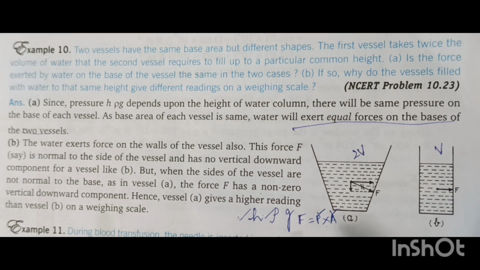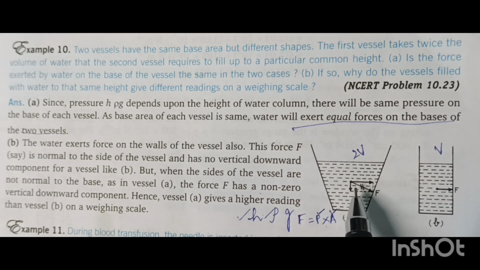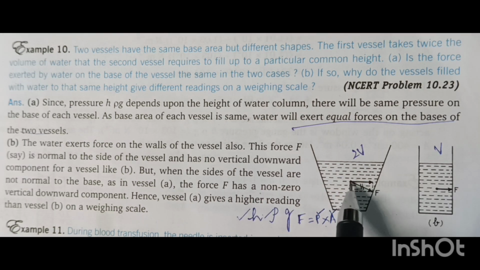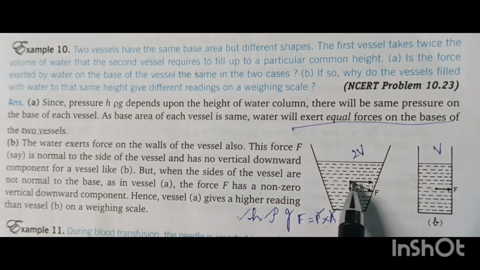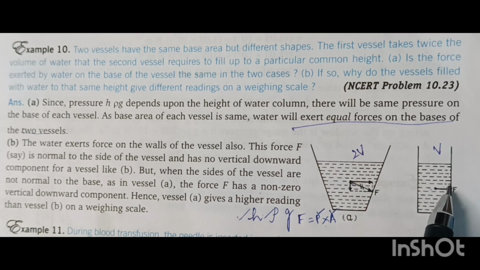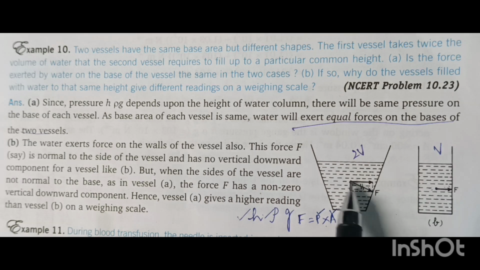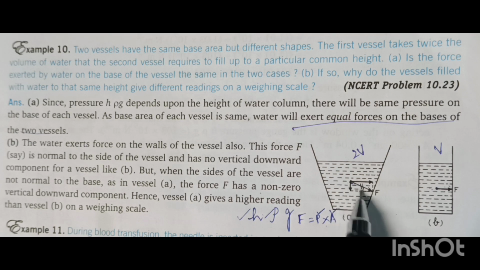So, the water exerts a normal force, that is the force which is perpendicular to the surface. In this case, this is the surface and this is the perpendicular. If you see this one, it has two components, but this one has only one component. Because of this non-zero downward component, vessel A will have a higher reading.